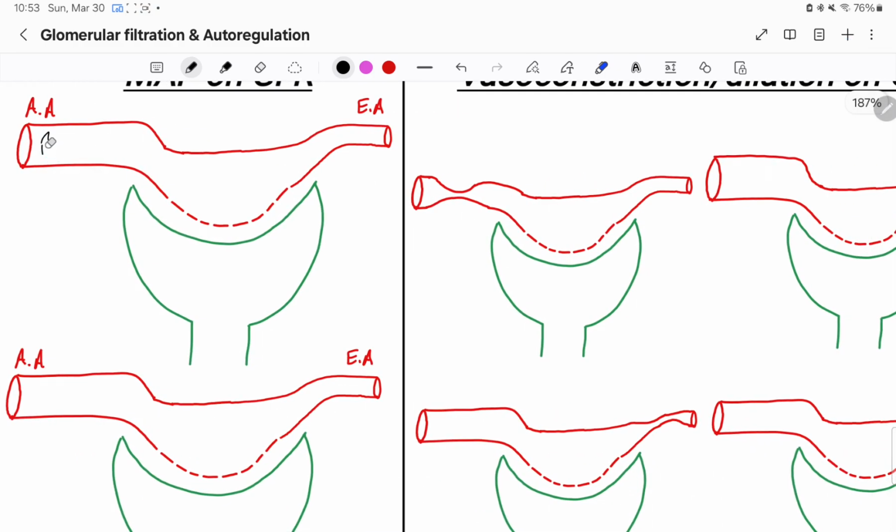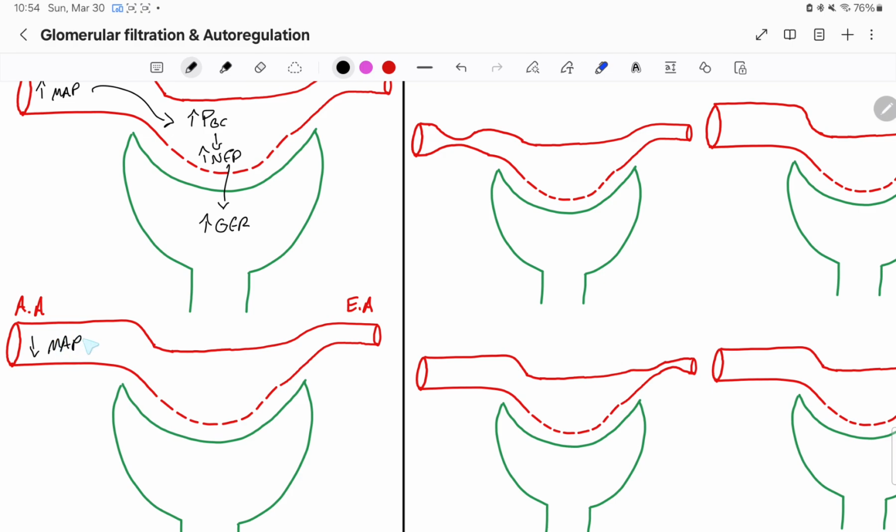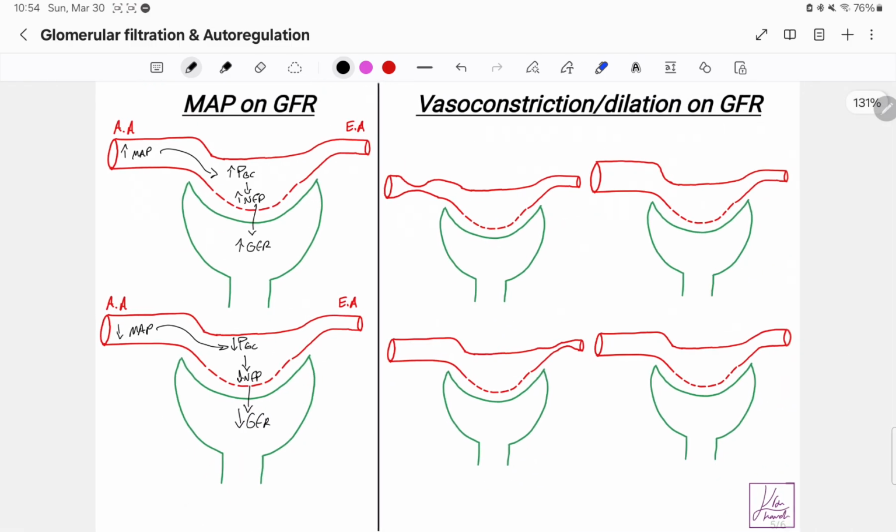If you have a high mean arterial pressure, guys, look at this. If you have a high mean arterial pressure, what's going to happen? You're going to increase the hydrostatic pressure of your glomerular capillaries, which will increase the net filtration pressure, which will then increase the glomerular filtration rate. Easy. If you have a low mean arterial pressure, what will happen? You will lower the hydrostatic pressure of the glomerular capillaries, which will then lower the net filtration pressure, which will then lower the glomerular filtration rate. Okay, so that's the influence of mean arterial pressure on the GFR.